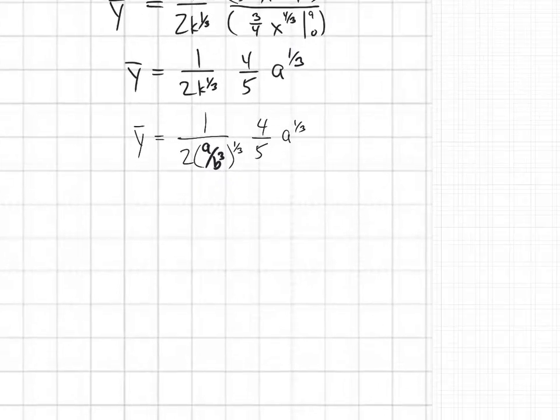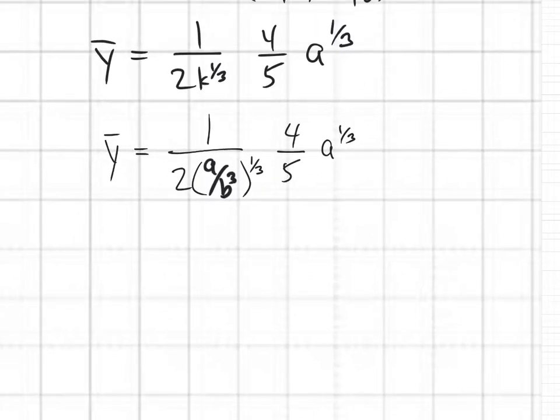Because now I've got an a to the 1/3 on top of this thing, and I've got a to the 1/3 on the bottom. So those two things are going to cancel. And then I've got this b cubed to the 1/3, so this is going to become b to the 1, right? Because it's the denominator of something that's in the denominator, it's going to go to the numerator.